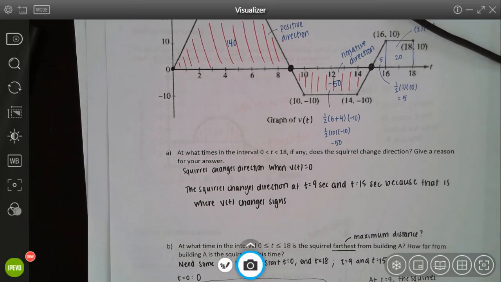All right, so I'm going to have you try some of these accumulation problems for homework, and we will talk about them tomorrow. Let me know if you have any questions.